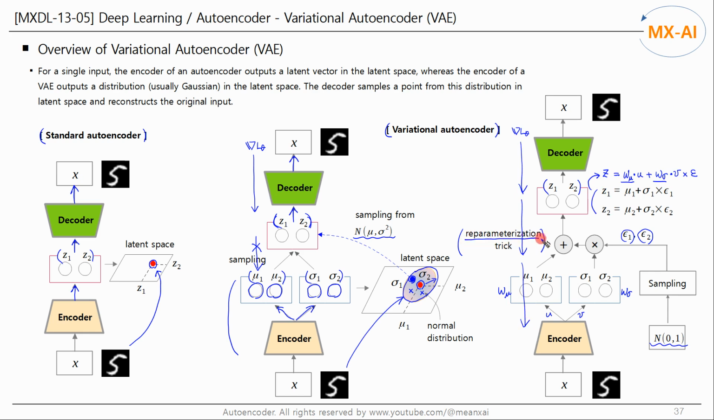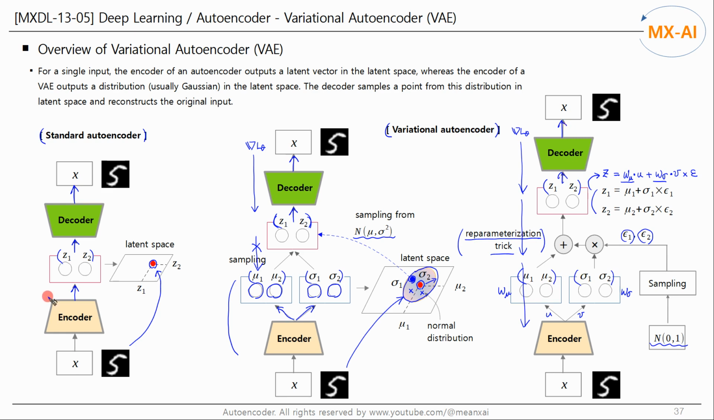This is the reparameterization trick presented in the paper. The key advantage of a variational autoencoder is its generative capability. A variational autoencoder learns to model the probability distribution of the input data, so it can generate new samples that are similar to the original data.